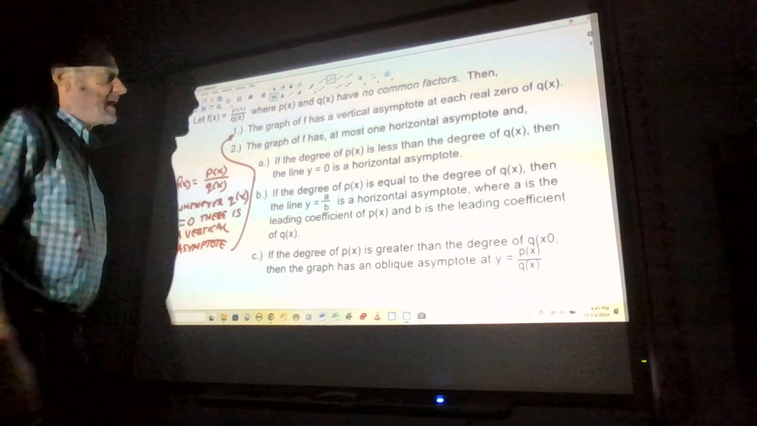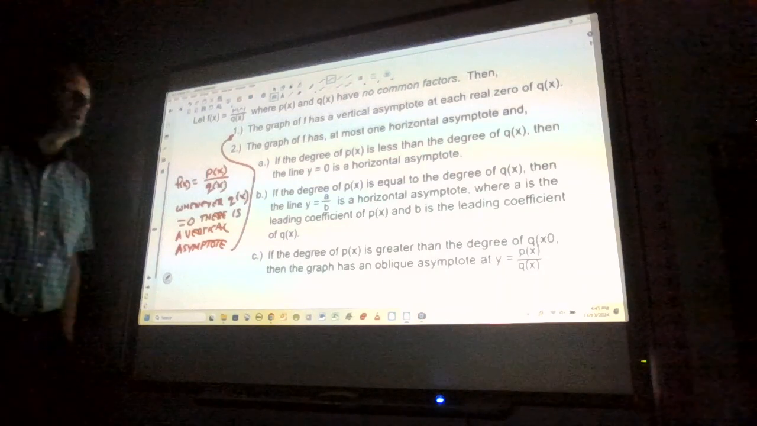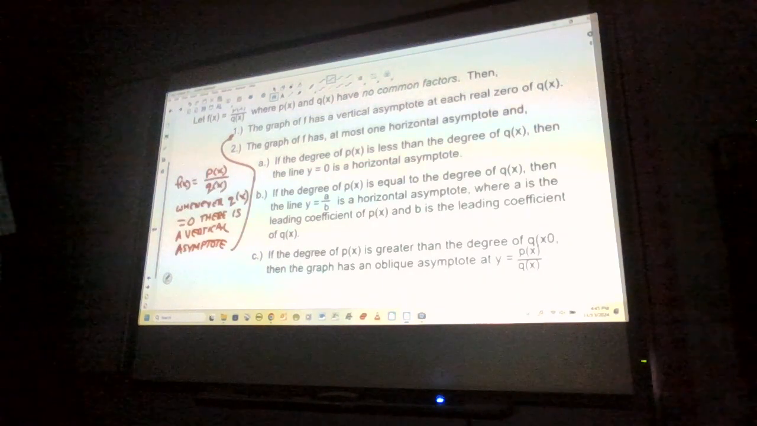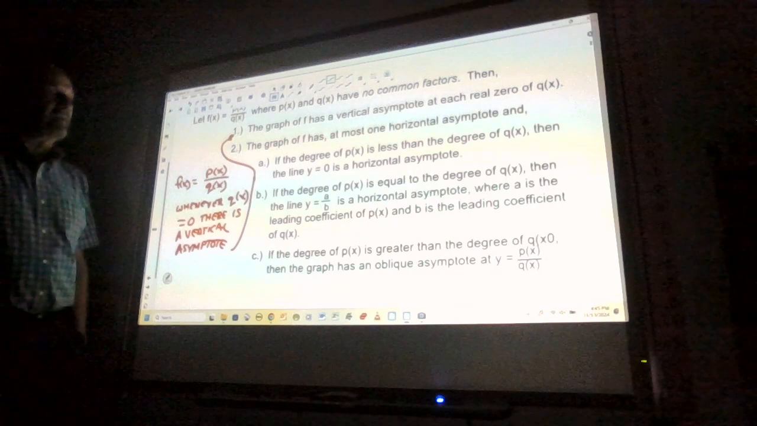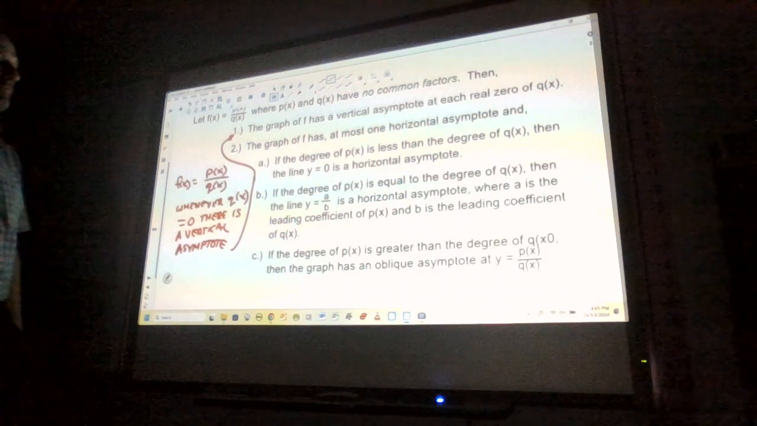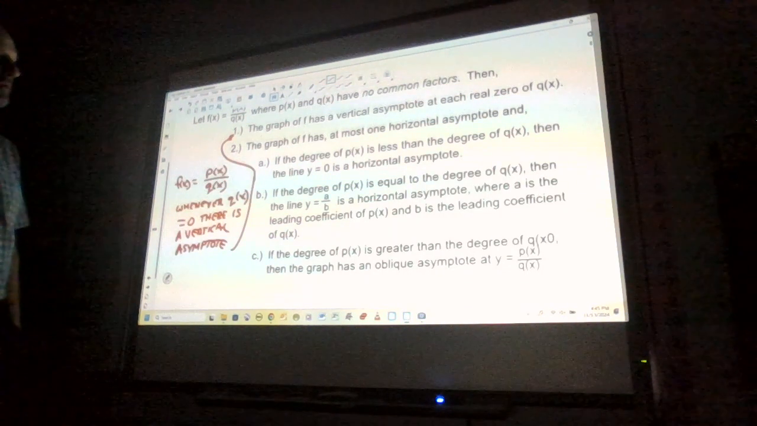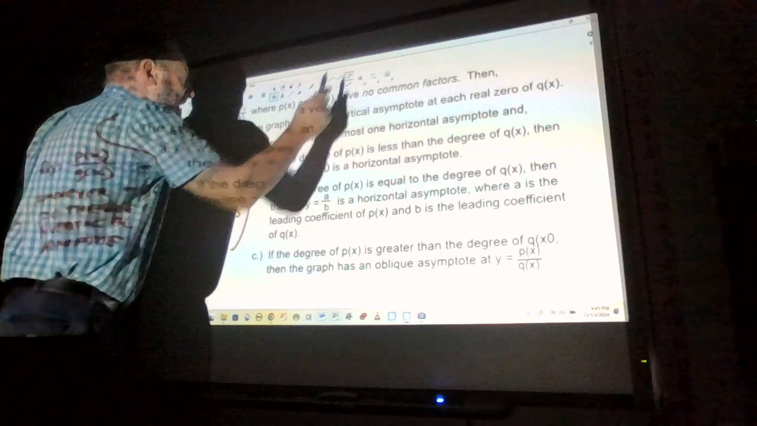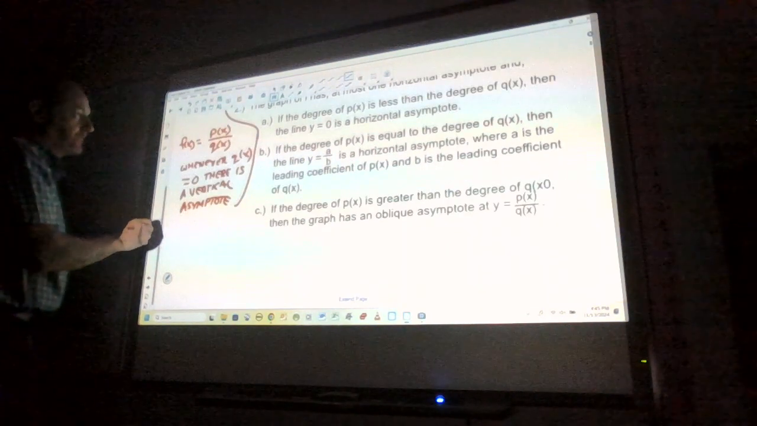Now, the graph of f has at most one horizontal asymptote. If the degree of p of x is less than the degree of q of x, then the line y equals 0 is a horizontal asymptote. Okay, what does that mean? That means something like this.